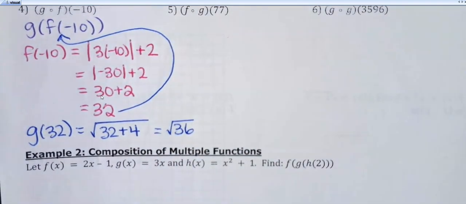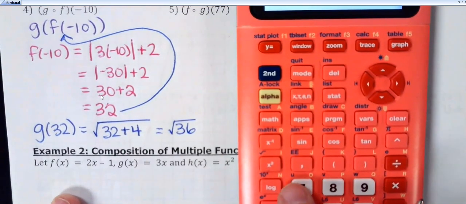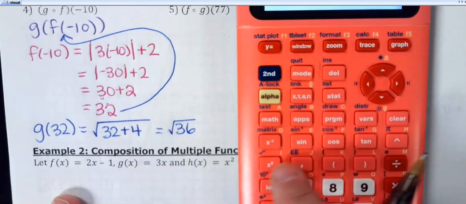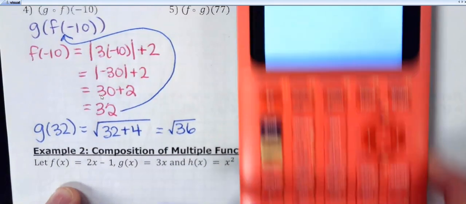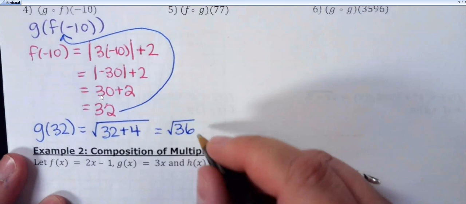Anybody know what that is? 6. Yeah, square root of 36. If you guys are using the graphing calculator and you're not familiar with it, the square root button is kind of right diagonal from the 7. That x squared button, you have to hit second, and then that x squared, I'm not even on the screen, but that'll give you a square root. Or maybe you just know square root of 36 is 6.